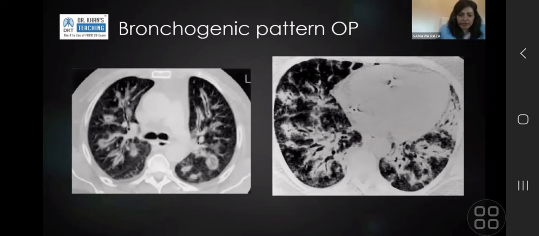It's also very rare to see this appearance because in real life, more commonly when you have this, you have subpleural consolidation as well. This is a very specific pattern of OP, rarer, but obviously it becomes easier to diagnose because you can't really call this infection or anything else, can you?